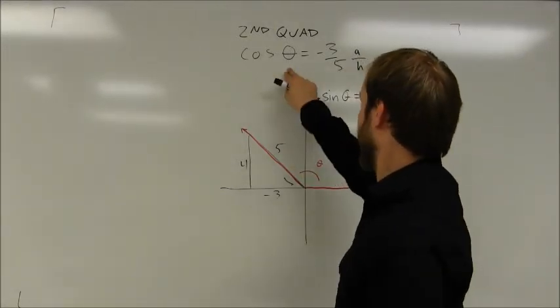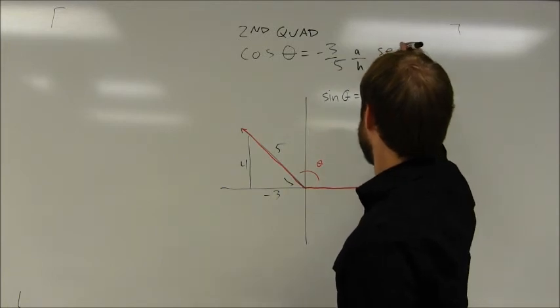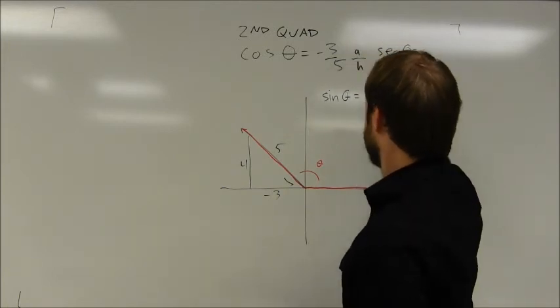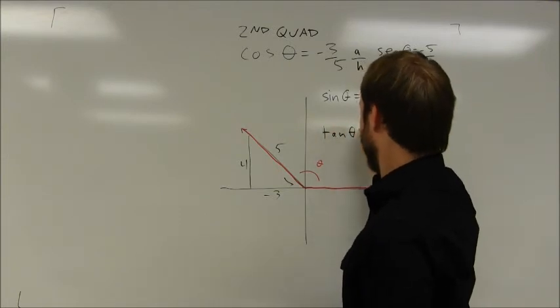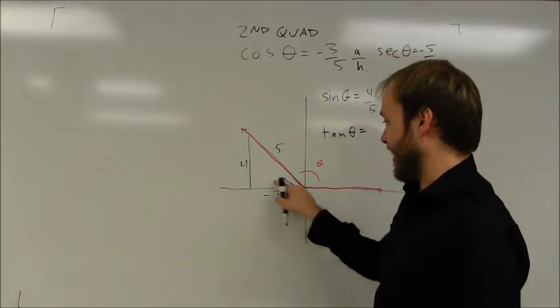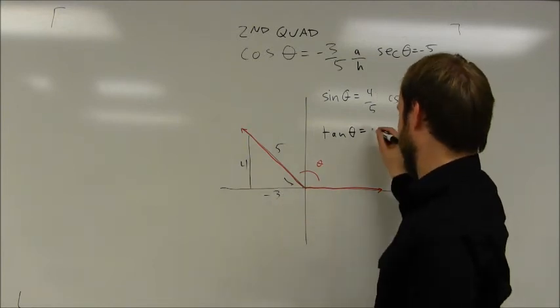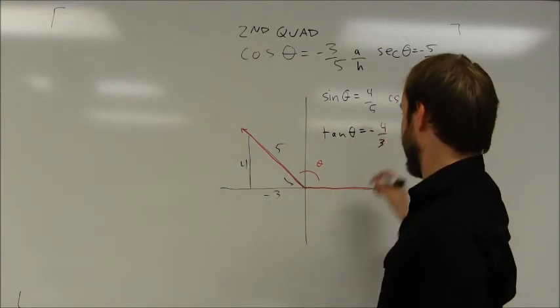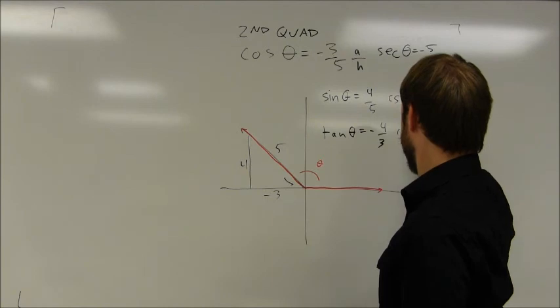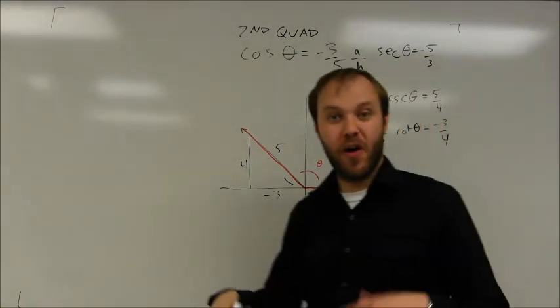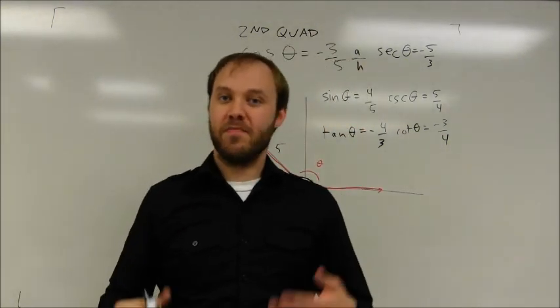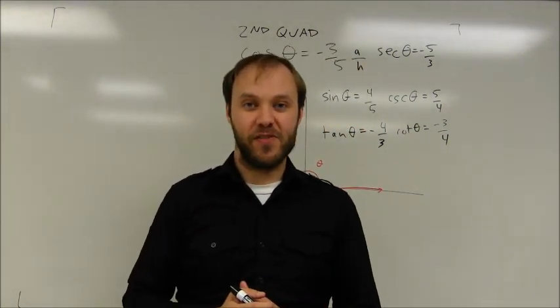I already have the cosine. We know that the secant of that angle would just be the reciprocal, negative 5/3. We know the tangent of the angle is going to be the opposite side over the adjacent side, which is negative 4/3. And we know that the cotangent of that angle is going to be the reciprocal, negative 3/4. So again, if you draw a good picture, pretty straightforward, not very hard to put this whole thing together and find those missing values.